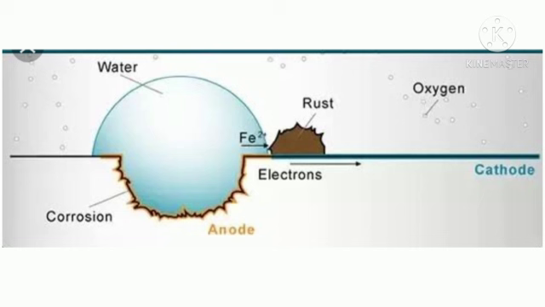When Fe2+ ions migrate from the anode region, they react with the water and further get oxidized to form Fe3+ ions. A reddish colored hydrated oxide is formed from Fe3+ ions. It is called rust. It collects on the surface.